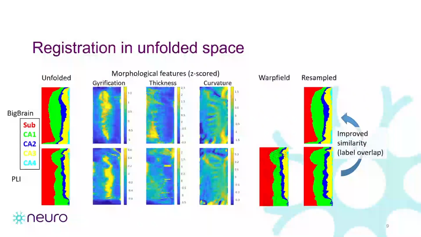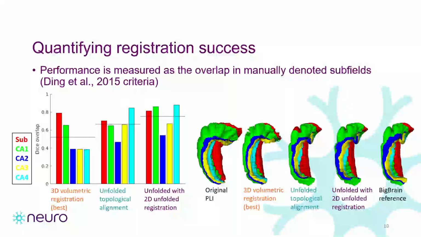Here we just used ANTs registration, a common registration toolbox, and we generated a warp field that we can then apply to transform one subfield definition in the unfolded space to the other subject. And then we can also refold it, I suppose, in that subject's native space as well. So I'm showing that both quantitatively and qualitatively here. Just looking at the images on the right, we have the original PLI 3D model, the BigBrain reference on the right, and some attempts that we had made to register these.